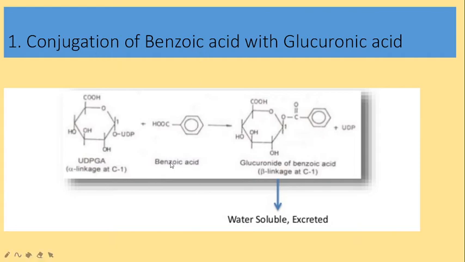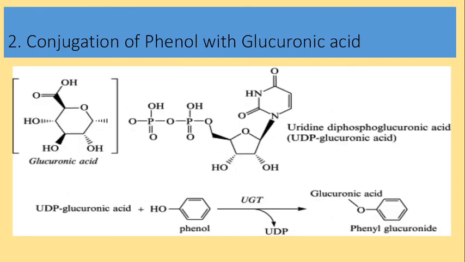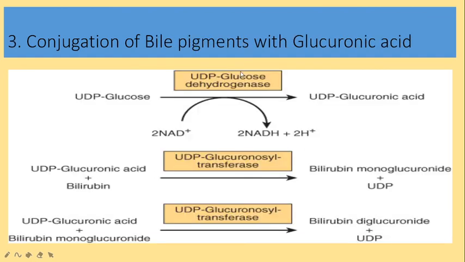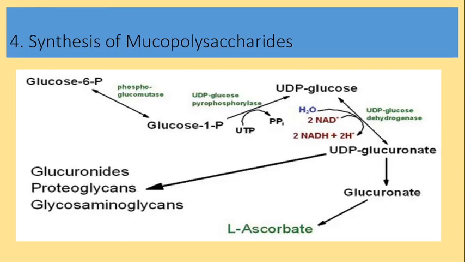So it can conjugate with benzoic acid. This glucuronic acid can conjugate with benzoic acid to form a water-soluble product, benzoic acid glucuronide, which is easily excreted through urine. And this UDP glucuronic acid can conjugate with the xenobiotic phenol to form a water-soluble compound, phenyl glucuronide. And it can also conjugate with bilirubin. This UDP glucuronic acid can conjugate with bilirubin to form bilirubin monoglucuronide, and this bilirubin monoglucuronide again can conjugate with glucuronic acid to form bilirubin diglucuronide, which are excreted in bile.